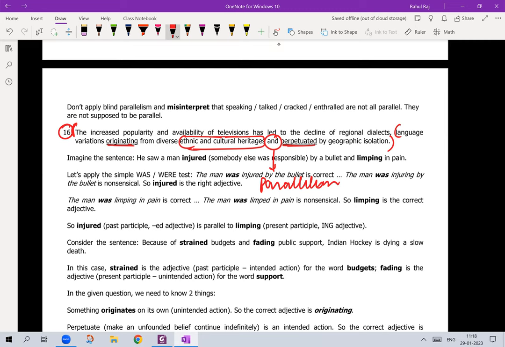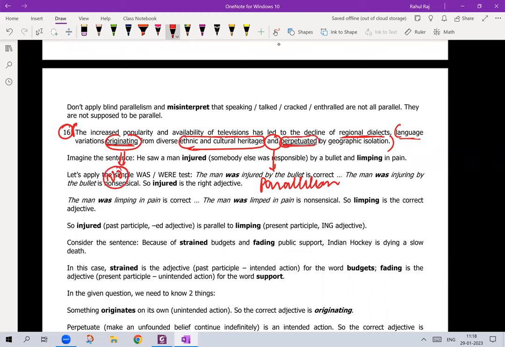So what is the second part after the comma? What is the sentence trying to do? Anyone? Describing regional dialects, right? Do you actually feel it is doing anything else except describing regional dialects? The actual sentence is the increased popularity and availability of television has led to the decline of regional dialect. Now they have put one comma and they have described regional dialect: language variations originating from diverse ethnic groups and perpetuated by geographic location. Tell me, is the origin of language under our control or not? I would say no. So it's originating, right? Adjective.